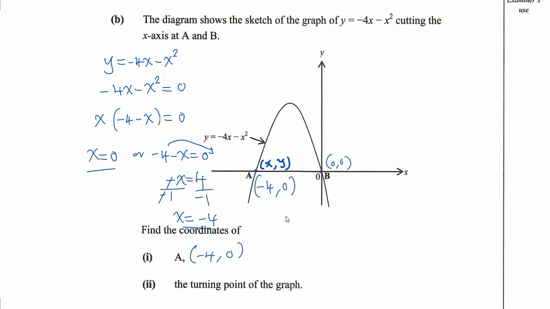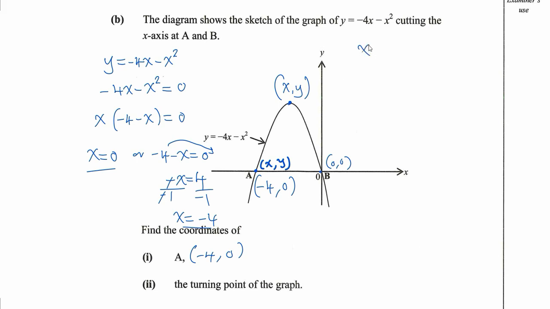Our next question. So the turning point here is what we are finding. Find or calculate the coordinates of the turning point of the graph. So this graph is moving like this, and where it's making a turn, it's at this point. So we also need to find the x-axis and y-axis at this point. So to find the coordinates of the turning point, we're going to first find the x-axis.